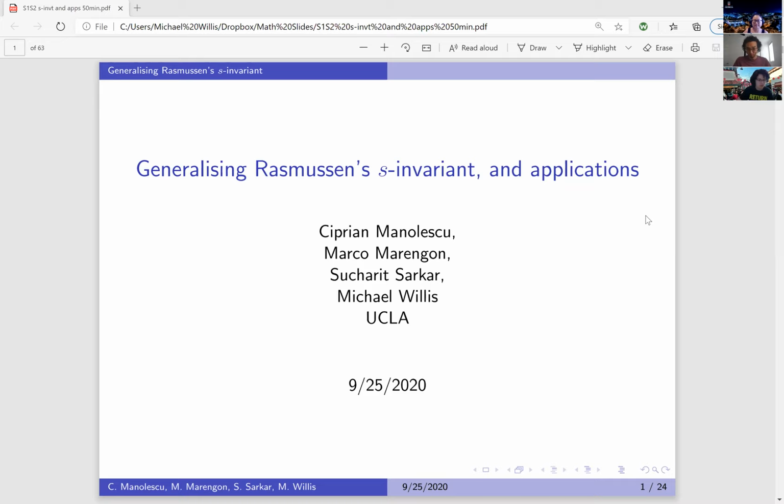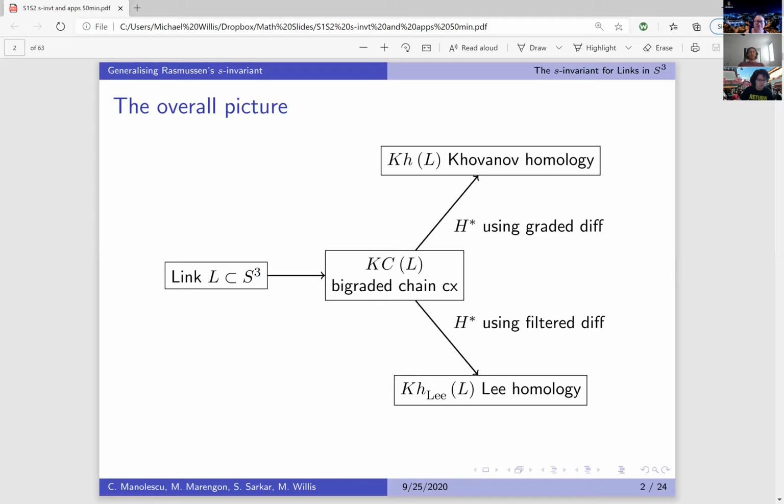So, first off, without going through the definitions, I just want to review the overall picture of what happens in the three sphere. So you have a link in the three sphere. From that link, you can build, denote with KC, the Khovanov chain complex for a link. This is a chain complex of bigraded groups, and you have a graded differential. If you take homology with respect to that, you get Khovanov homology.